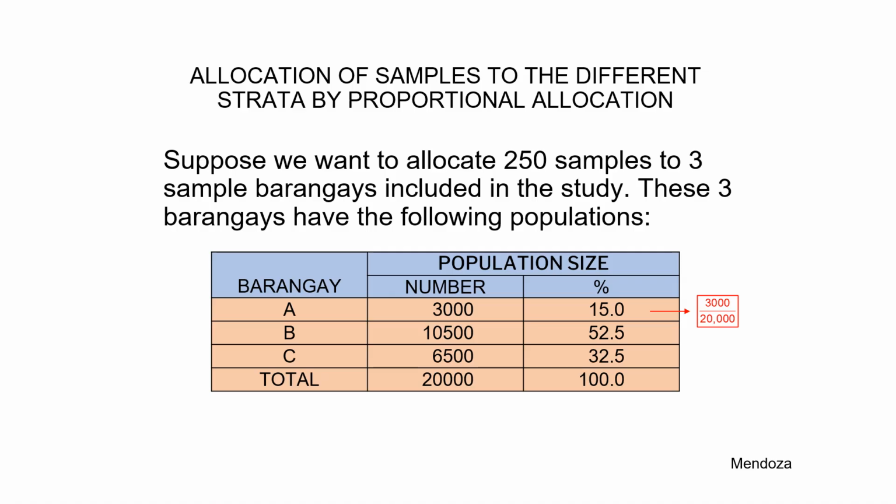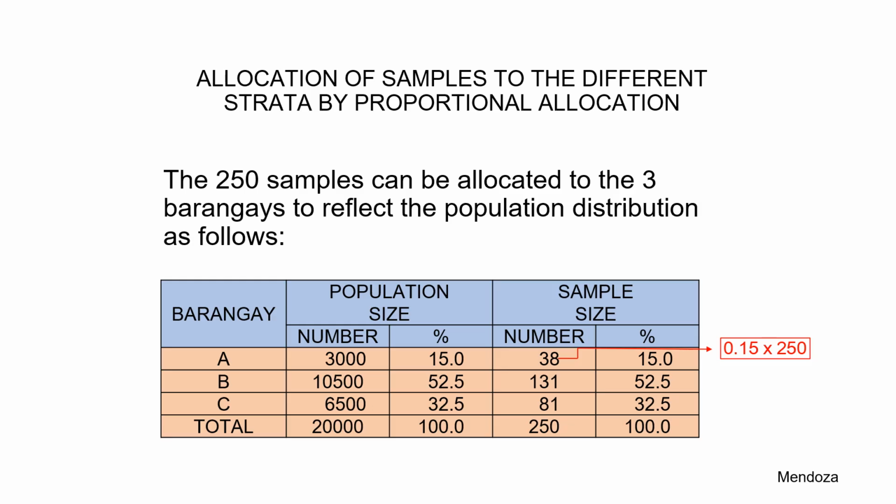In the third column, Barangay A comprises 15% of the total population from barangays A, B, and C, which is derived by dividing 3,000 by 20,000. In Barangay B, 10,500 divided by 20,000 is 52.5%, and in Barangay C, 32.5% results from dividing 6,500 by 20,000.